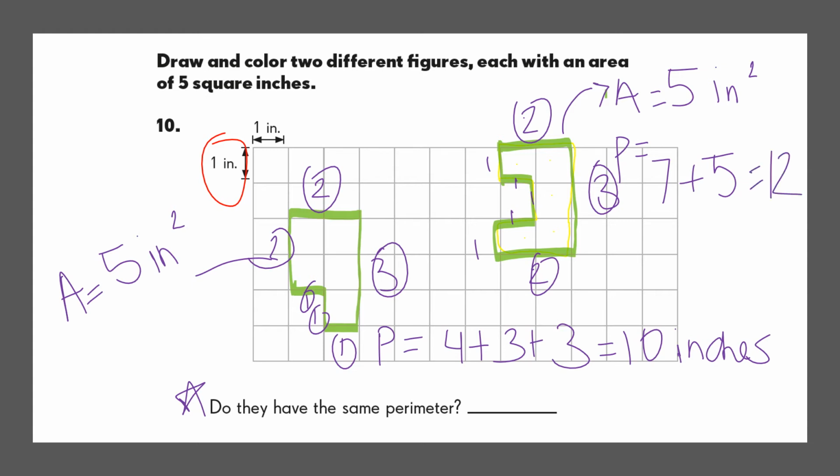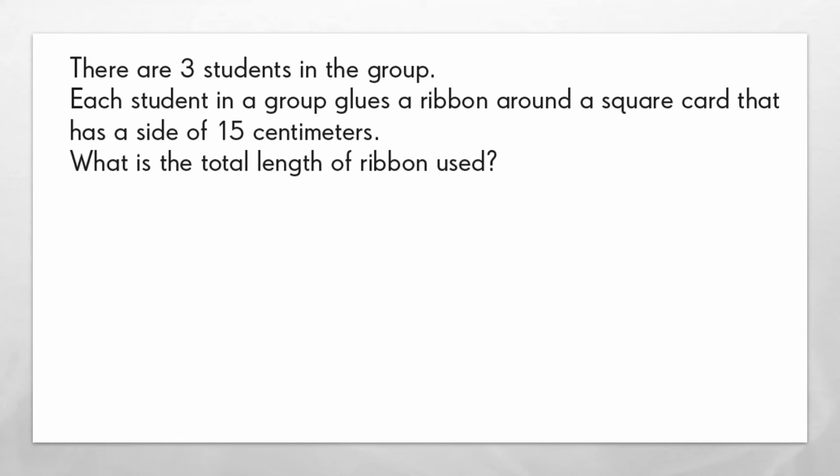Do they have the same perimeter? No, they do not. So isn't that interesting that you can have the same area, square inches, but we did not have the same perimeter? Doesn't mean it's incorrect. It's actually often that way. All right, let's look at a word problem.